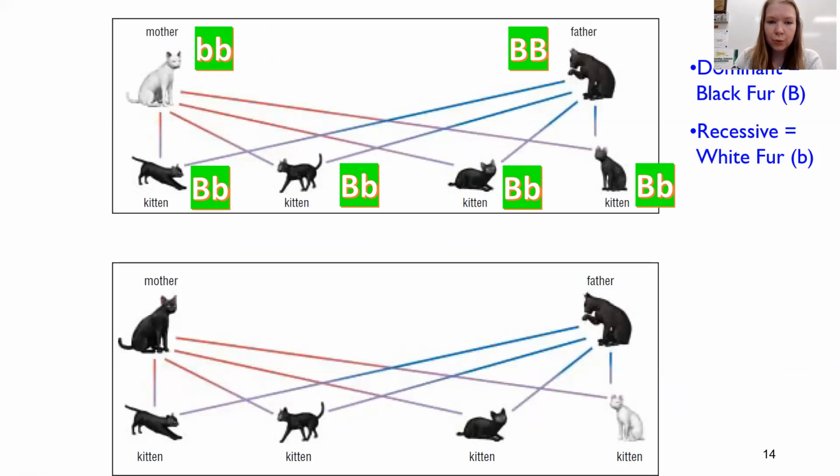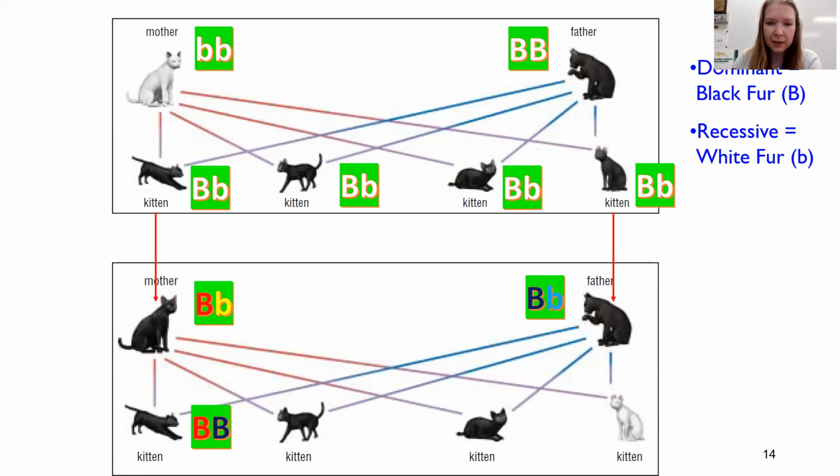Now, continuing on, this is the same example here that was on the previous slide. We're going to pretend that these kittens are brother and sister, and they have offspring as well. And we notice right away that one of the kittens has white fur, which is the recessive allele. How is this possible when both parents have black fur? So we're going to do the same thing here that we did on the previous slide.